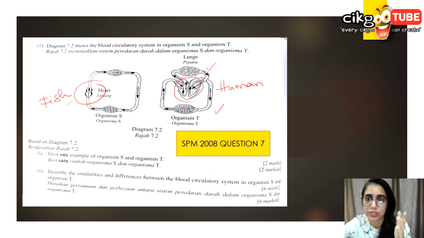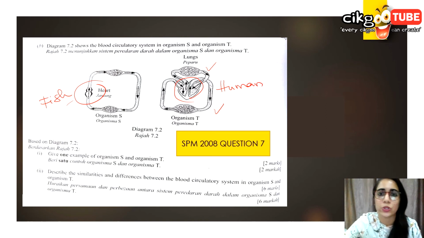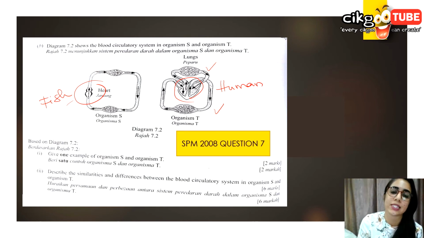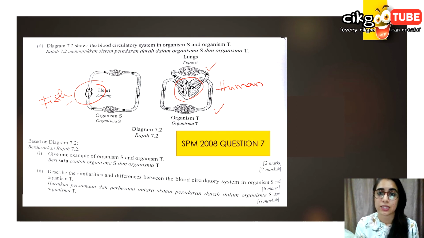So this is how you dissect the question. Based on diagram 7.2, give one example of organism S and organism T. So you know S is fish and human is for T. That one you get your 2 marks. The next question is, describe the similarities and differences between the blood circulatory system in organism S and organism T. So that is the same thing that we have learned. If you have drawn the table, you know it, so you can actually answer.